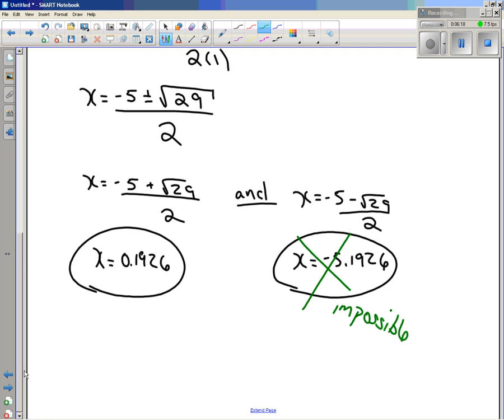Okay, one of those extraneous solutions that we talked about yesterday. So our answer for this one is 0.1926, or you could leave that as negative 5 plus root 29 over 2.